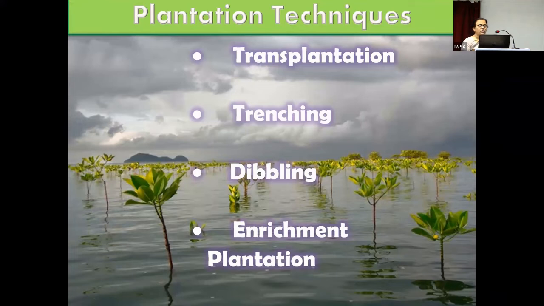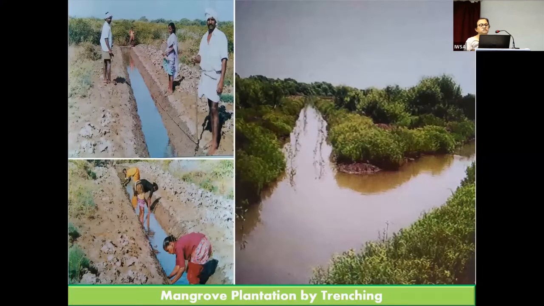Now we can go to the third aspect, that is the plantation technique. Plantation can be done by various methods. One is transplantation. We can establish the nursery in situ or ex situ, and we can also go for direct plantation and indirect plantation. Then the trenching method is widely utilized along the south estuarine areas, because there are deltaic mangroves. The dibbling method is also used, and enrichment of plantation by both direct and indirect methods can be achieved.